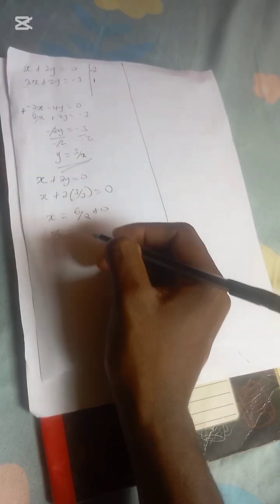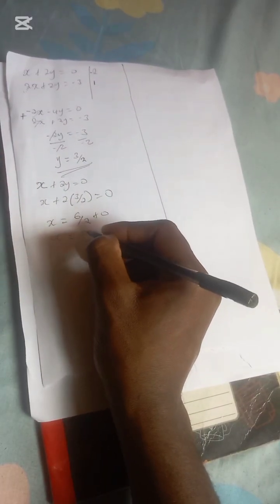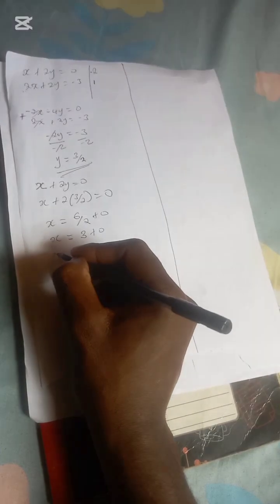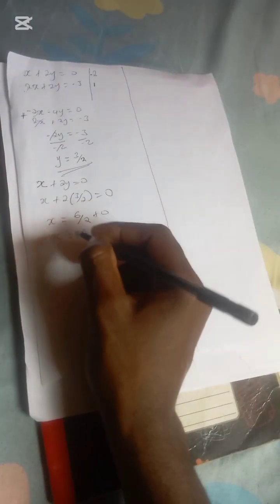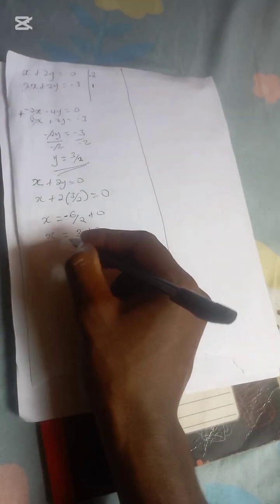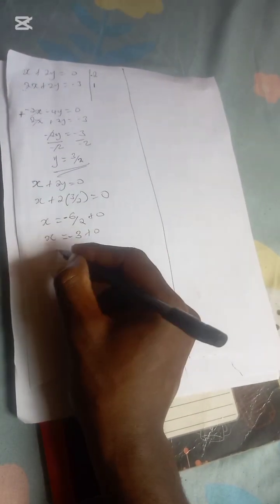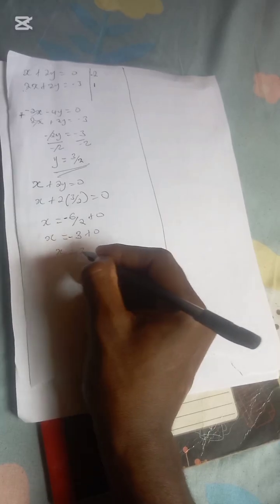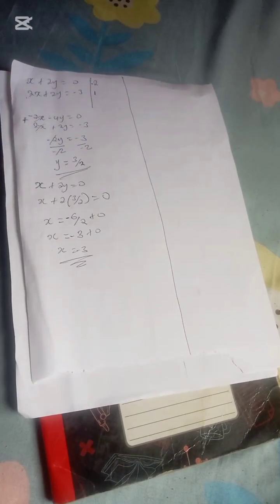Then this one, it will go into 2, it will be negative 3 plus 0, because I did the items together. Then x is equal to negative 3. It means if you check these answers against the ones from substitution, you find that they are just the same.